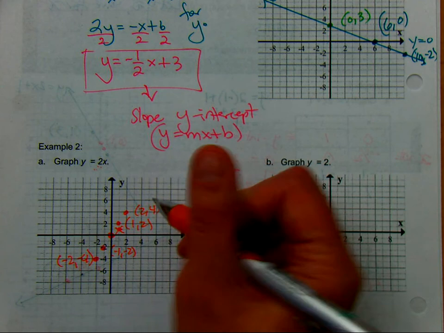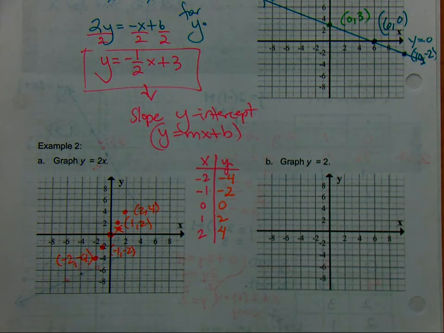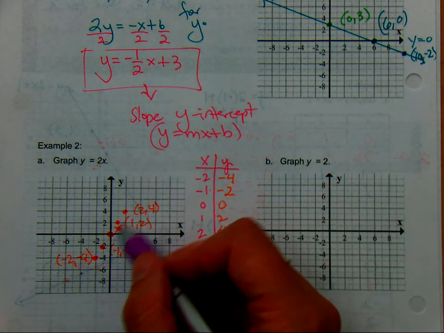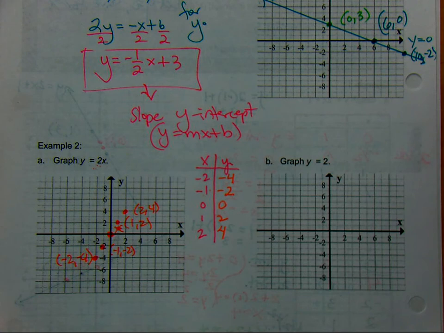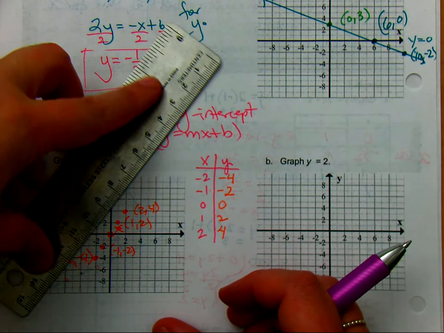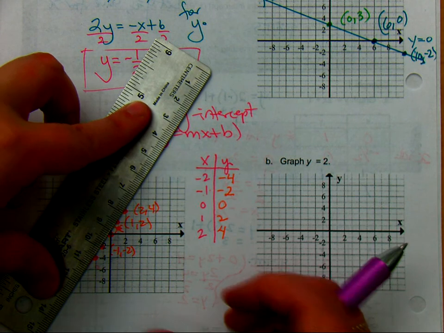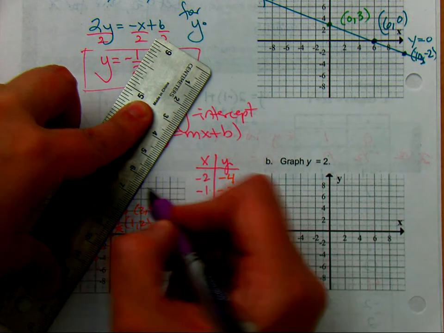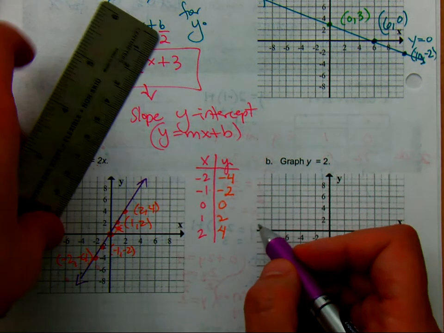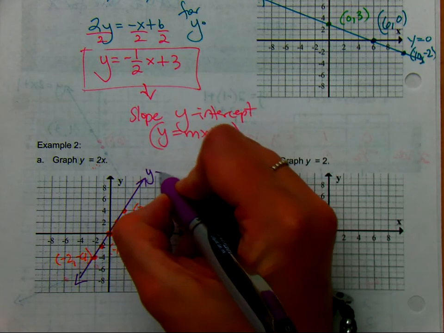2, 4. If I had messed up on that point and I went to draw my line, I would probably notice it because it wouldn't follow in that same linear pattern. So once I have my points plotted, I can draw my line. I might even label this as y equals 2x.